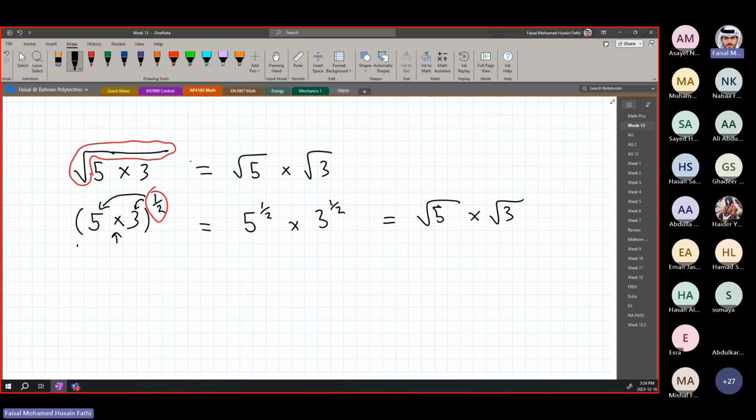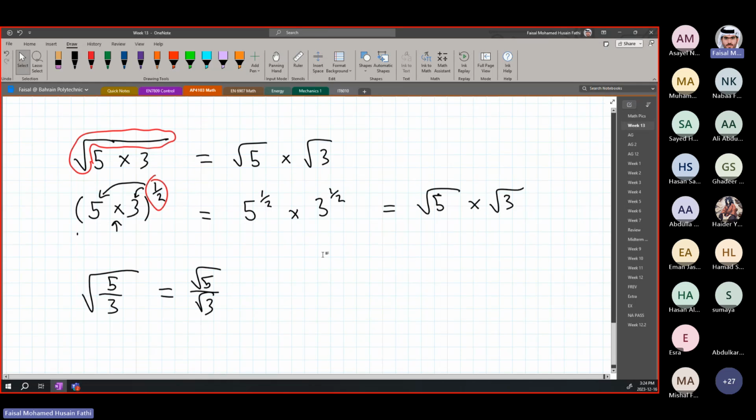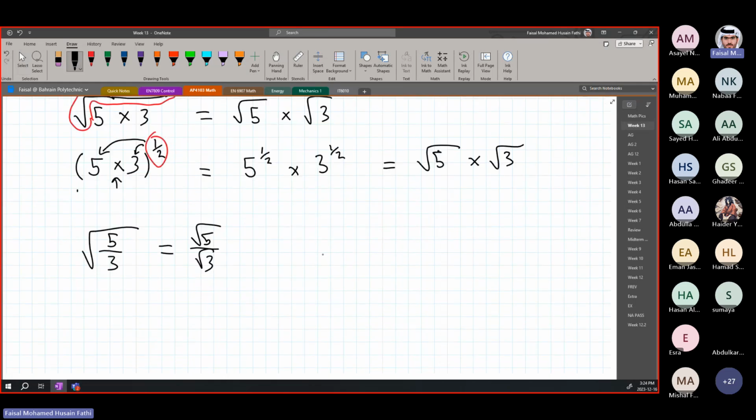Okay? Again, the same rule goes in division. So if you have the square root of 5 divided by 3, this is equal to the square root of 5 divided by the square root of 3, with the exact same concept that we did before. So square root of 5 over 3 is the same as saying 5 over 3 to the power of half, right? Because the square root is equal to half. So we could distribute this. It's going to be 5 to the power of half over 3 to the power of half. So it's simply equal to square root of 5 divided by square root of 3.